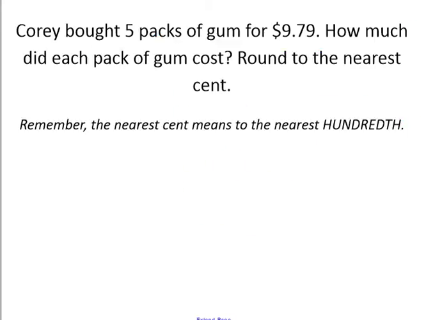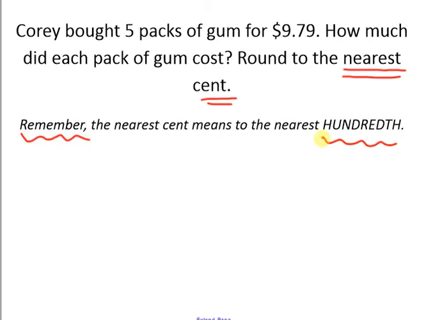All right, Corey bought 5 packs of gum for $9.79. How much did each pack of gum cost? Round to the nearest cent. So you should be familiar with this, round to the nearest cent. Remember, round to the nearest cent means round to the nearest hundredth, because we're talking about money, okay?